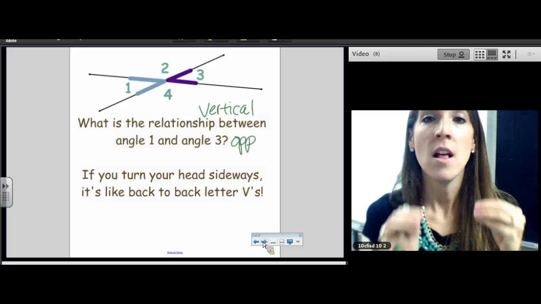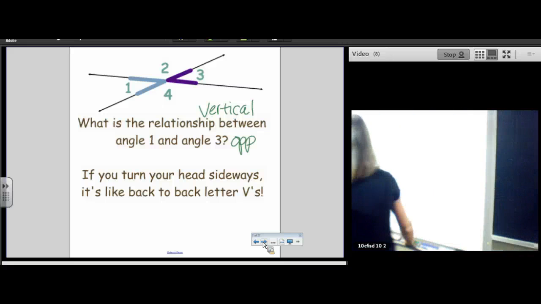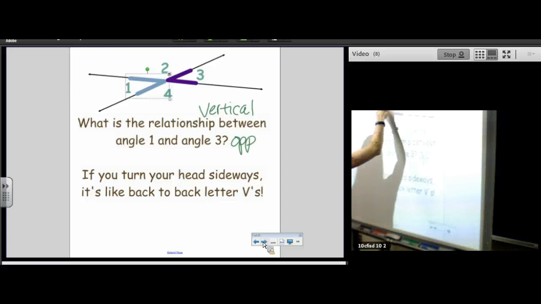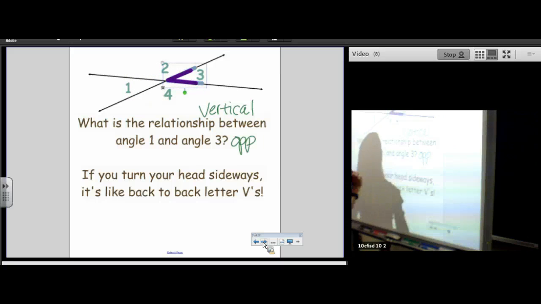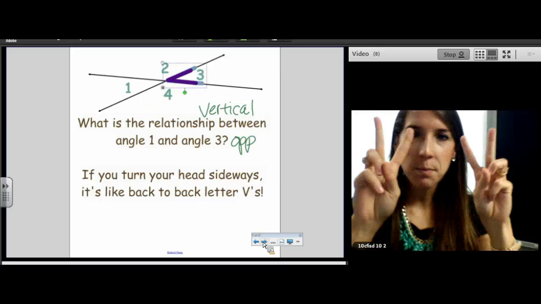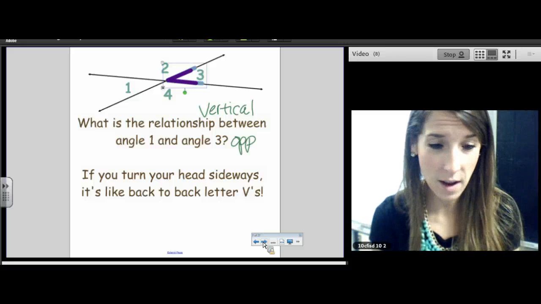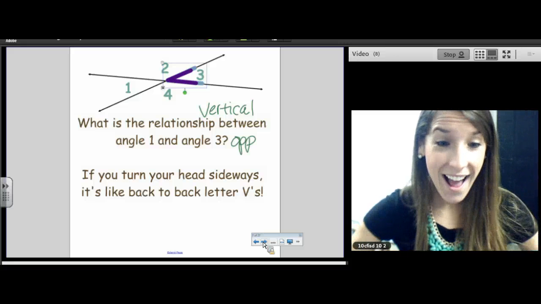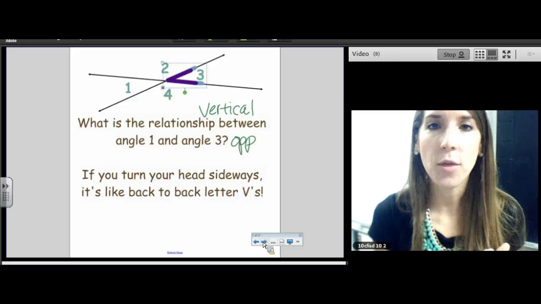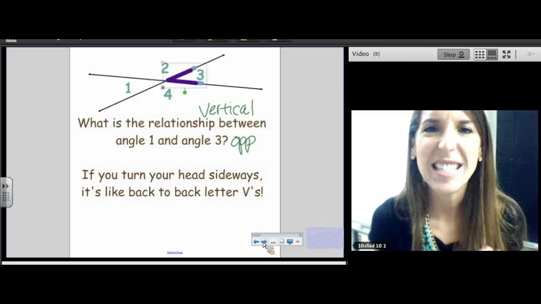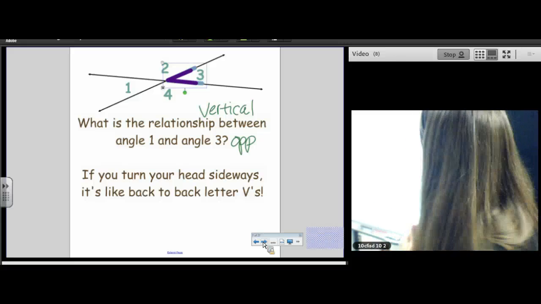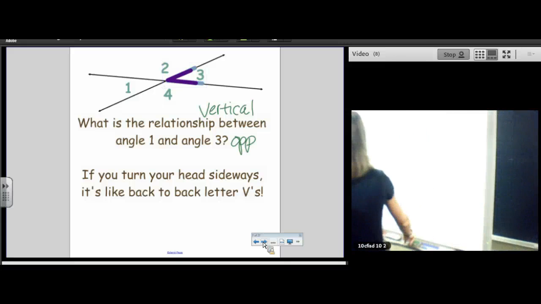And there's something that's always, always, always true about vertical angles. Watch this. If I take angle 1 and I rotate it, and then I put it right there, what did I just prove with the smartboard? It's not a formal proof, but what did I prove with the smartboard? Yeah! Angle 1 and angle 3 are congruent. They're the same measure. So vertical angles, we're going to learn, are always congruent.